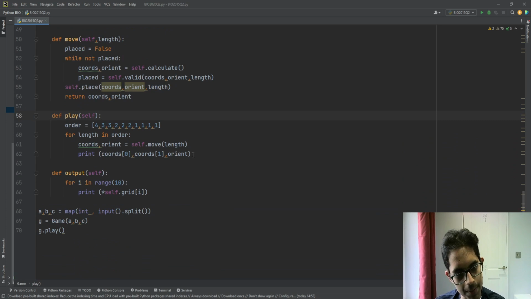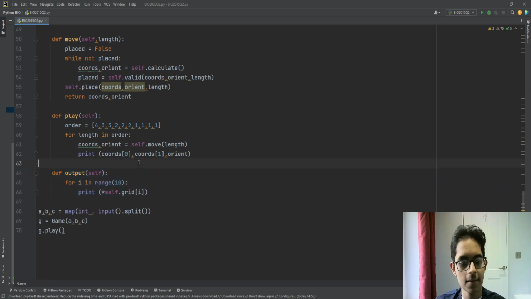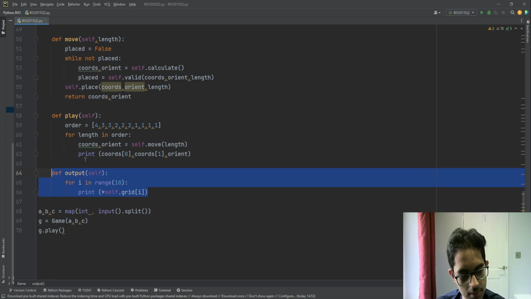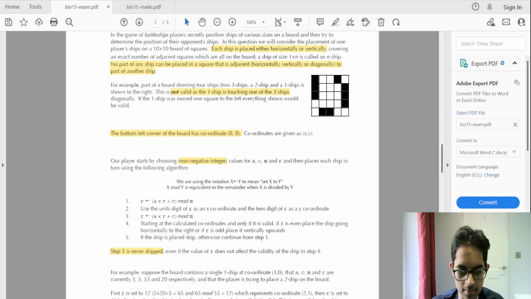And now we just have this play function which puts everything together. We have this order: we place the 4 first, then the 3s, and 2s, etc. Then for length in order, we iterate through every possible length. We set the coordinates and orientation equal to whatever the return value of the move function is. And then we return the first position value of the coordinates, i.e. the x value, and then the y value, and then the orientation of where each one was finally placed. And then we output this. The output is just outputting the grid exactly in order, and this is more of a helpful tool in debugging, rather than an actual use of the question, but it's there anyway.